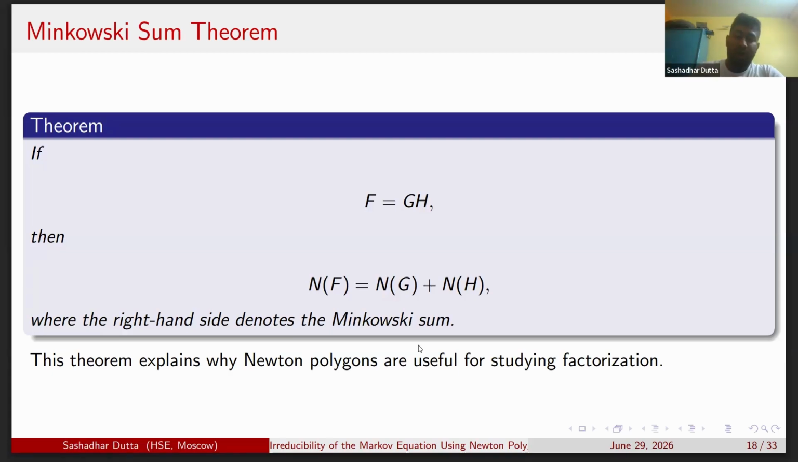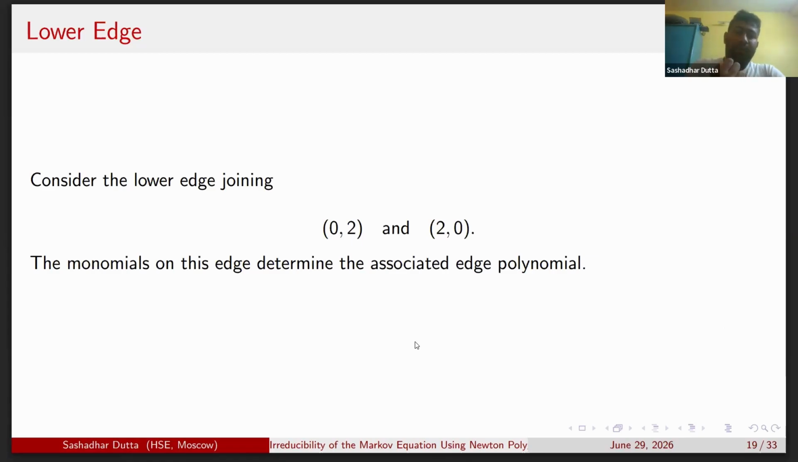So this theorem explains why the Newton polygon is useful for studying factorization. We used this theorem in our paper with my supervisor, where we discuss the Fibonacci sequences, and we put the recurrence using that equation, or the polynomials in the Newton polygons, etc. So that's why. Okay.